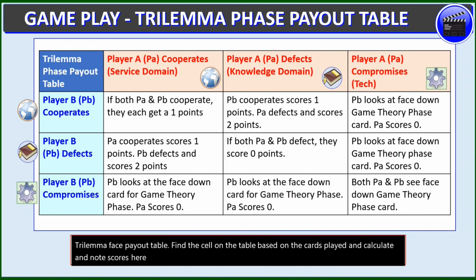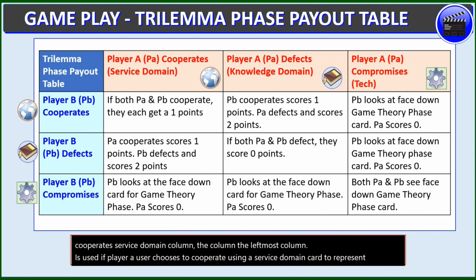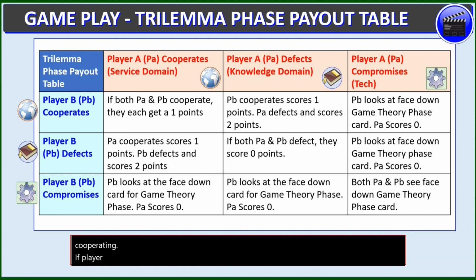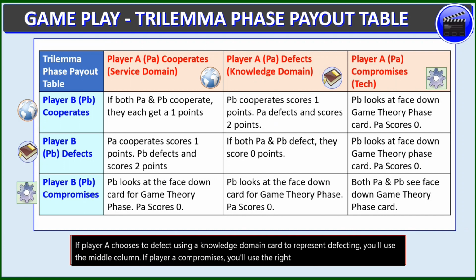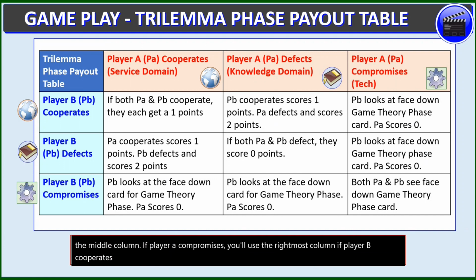Here we see the trilemma phase payout table using fixed payouts. The player A cooperates, service domain column, the leftmost column, is used if player A chooses to cooperate using a service domain card to represent cooperating. If player A chooses to defect using a knowledge domain card to represent defecting, you'll use the middle column. If player A compromises, you'll use the rightmost column. If player B cooperates, you use the first row. If player B defects, you use the middle row. And if player B compromises, you use the bottom row.